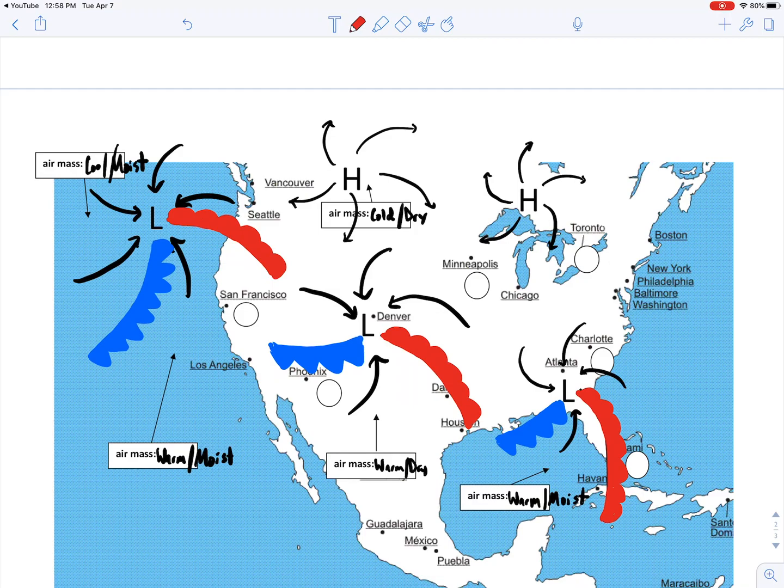So here we go. Here's another good spot to pause right here and think about, this is what your map should look like at this point. We've labeled our air masses. We've drawn our arrows for our air direction around each high and low pressure system.